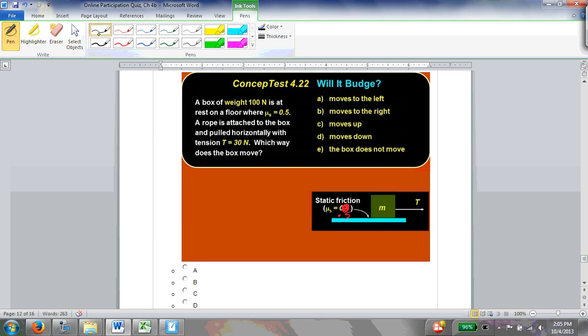Well, let's figure out the maximum static friction. F_s max equals mu s times my normal force. In this case, my normal force is equal to the weight because it's on a flat surface. So my normal force is 100 newtons, mu s is 0.5, so my static frictional force is 50 newtons. That means I need to apply a force of at least 50 newtons in order to make this object move. However, I'm only applying a force of 30 newtons, so it's not going to move. So the answer is that the box does not move at all.